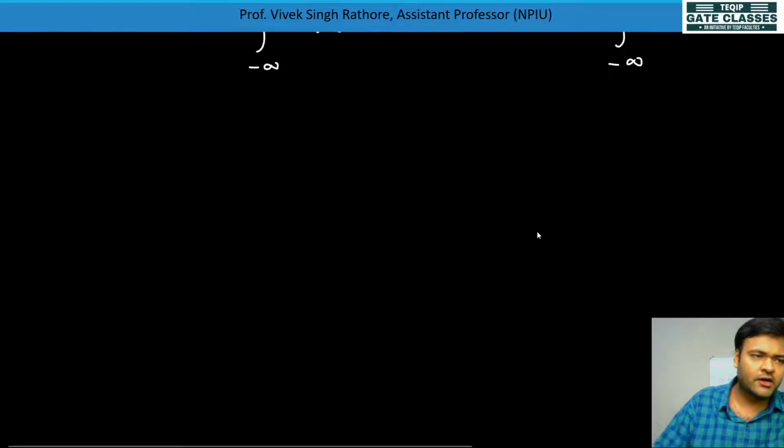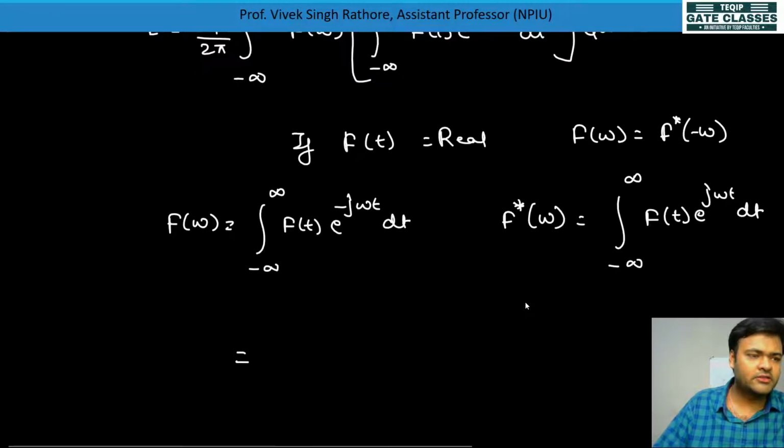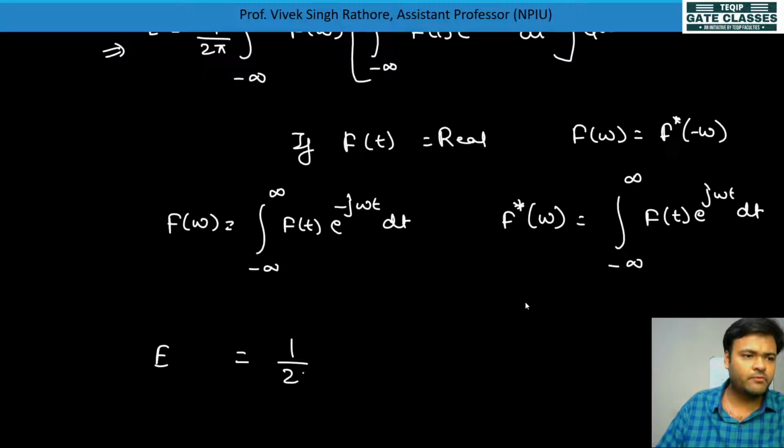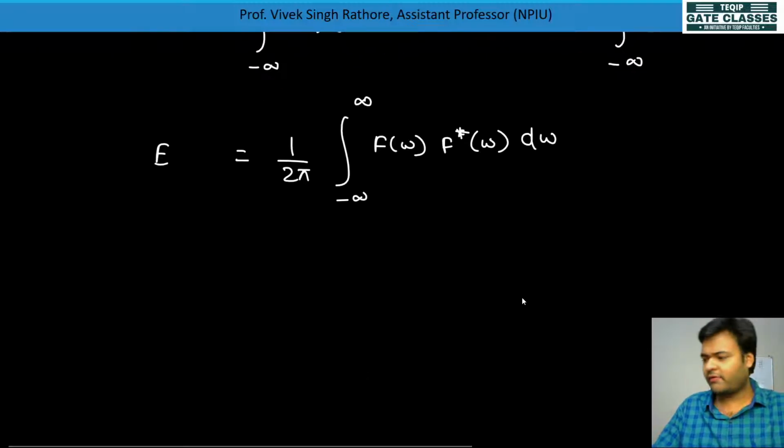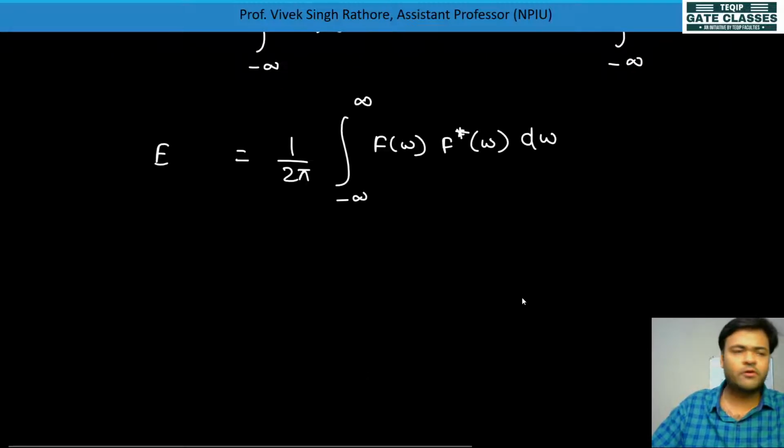So finally we can do it like this: energy is equal to, in this equation, 1 by 2 pi will be there, f of omega will be there, and this can be represented as mod of f of omega, and then d omega can be written. Okay, fine. And then next what we'll do.